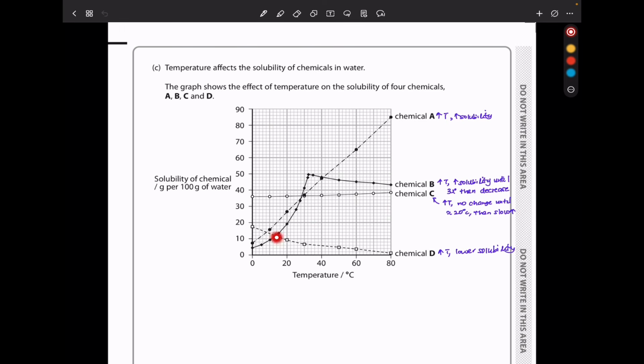But for this one, we see an exponential increase and then decrease. This one looks like it has a very slight increase, and there is a decrease in solubility of chemical D as the temperature increases.